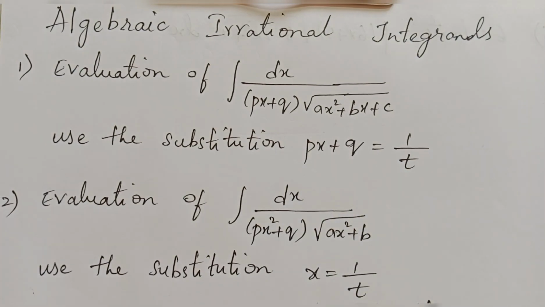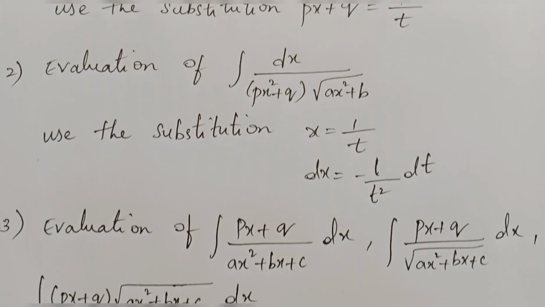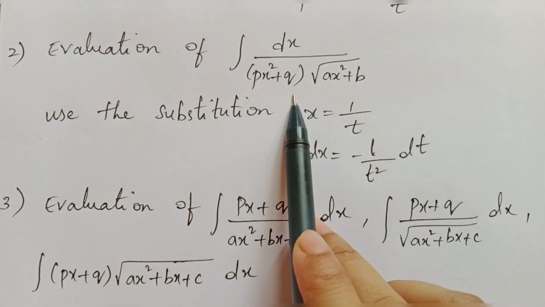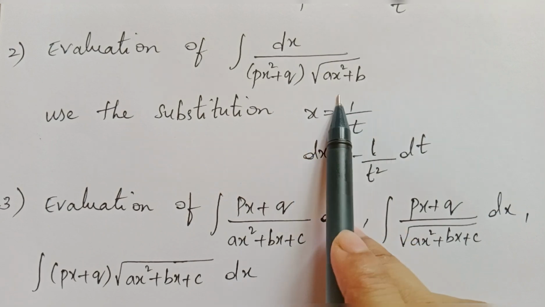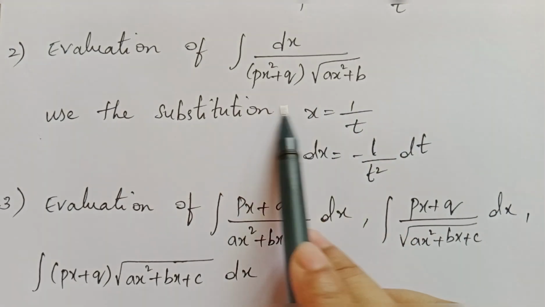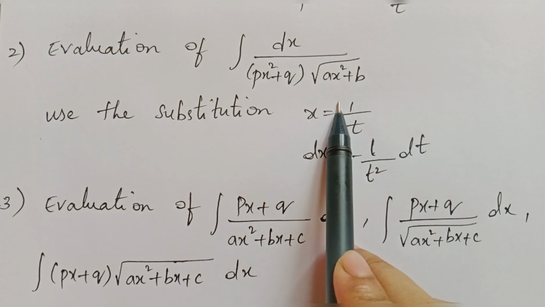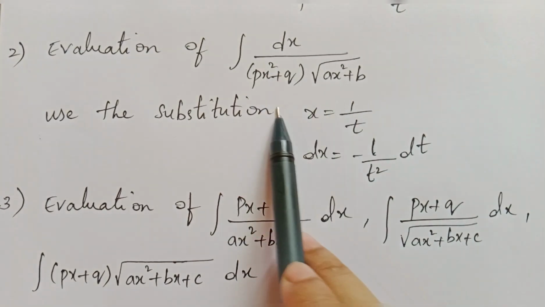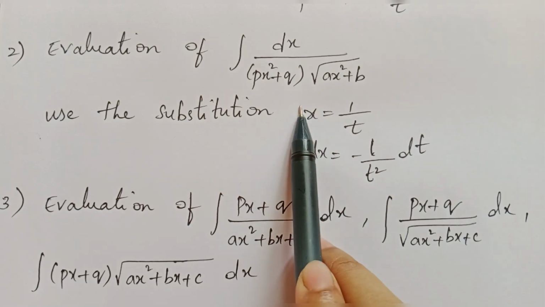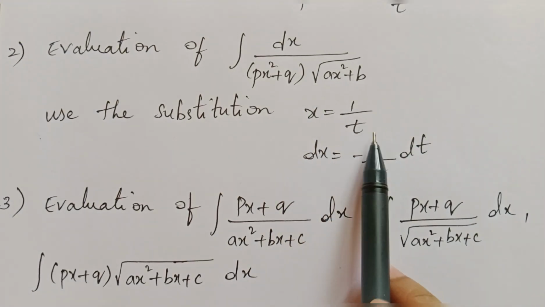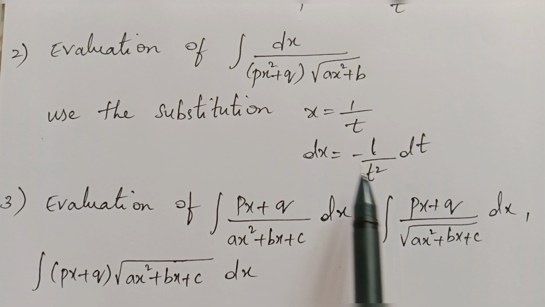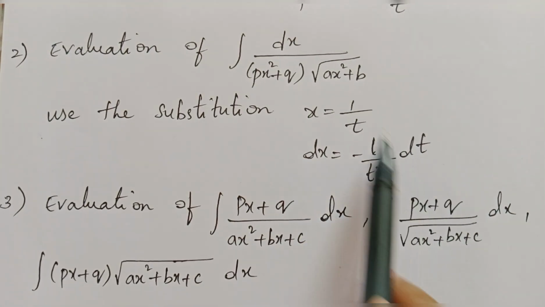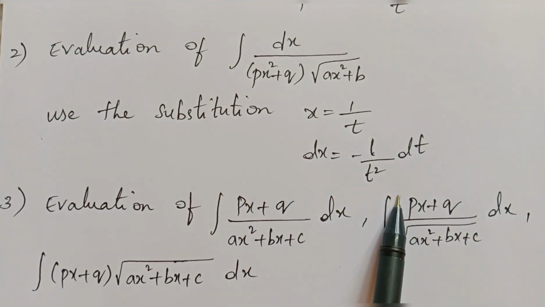Another type, the second type, is the evaluation of the integral dx by (p x square plus q) into the root of (a x square plus b). Here both are in quadratic form, right? This has degree 2 and here also it is 2. So we have to put x equals 1 by t. If we differentiate that, we get dx equals minus 1 by t square into dt. We have to substitute these values in the question and solve further.